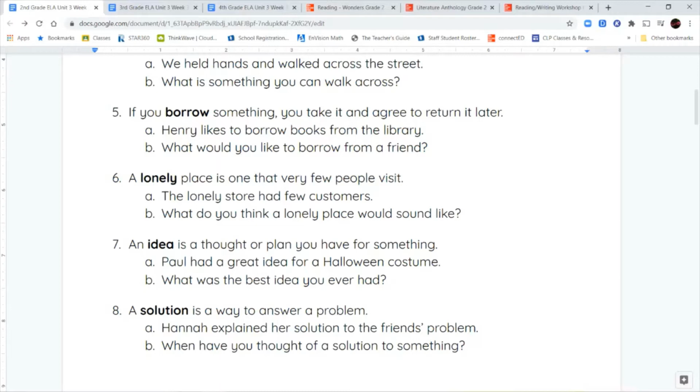And our last word for our vocabulary this week is the word solution. A solution is a way to answer a problem. So if I ask you for the solution of 2 plus 2, you'll tell me the solution is 4. 2 plus 2 is 4. So a solution is an answer or an explanation for how you found an answer to a problem.